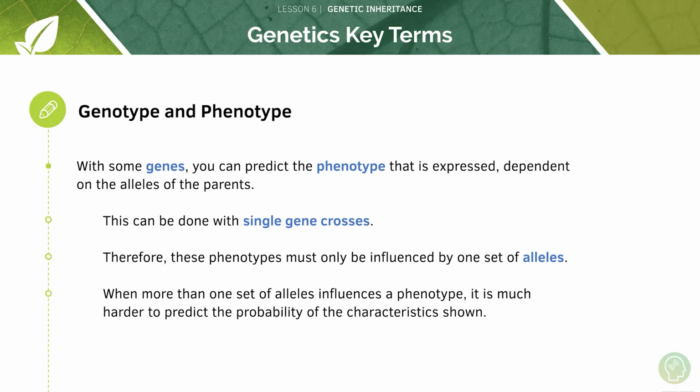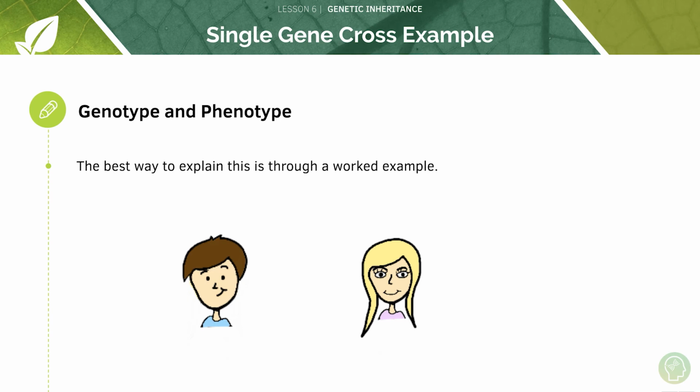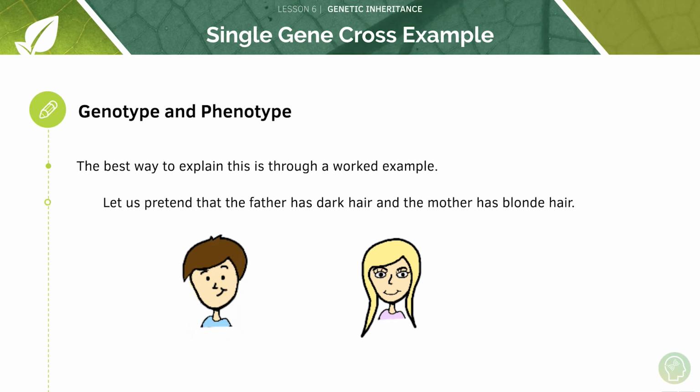But when there's more than one set of alleles that influence a phenotype, it's much harder to predict the probability of the characteristics shown. Just in terms of our notation from now on, in order to show a dominant allele, we use a capital letter, and to show a recessive allele, we use a lowercase letter. You'll see what I mean by that now. We'll work through a little example.